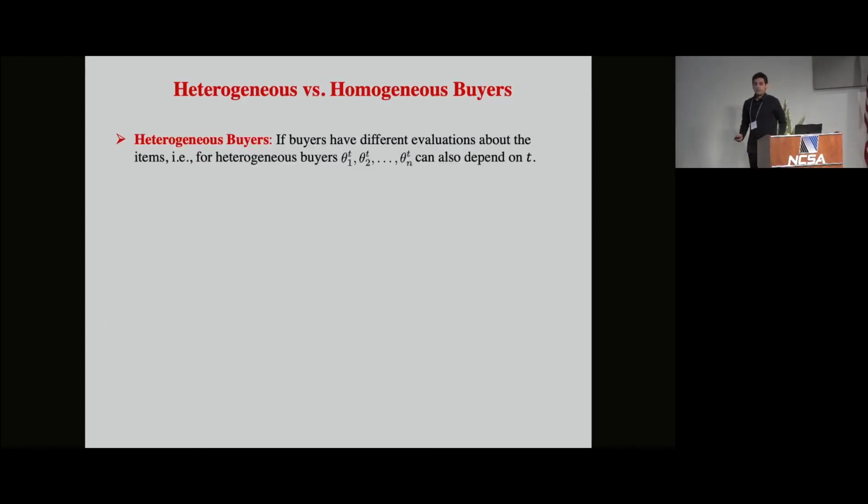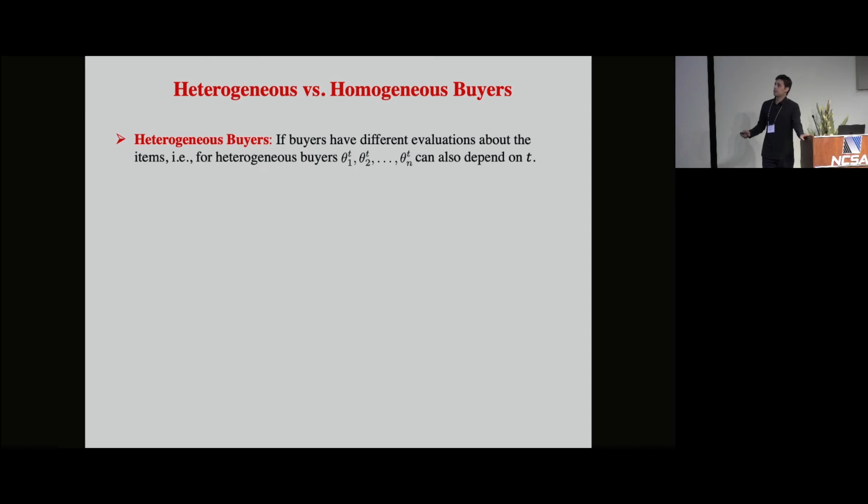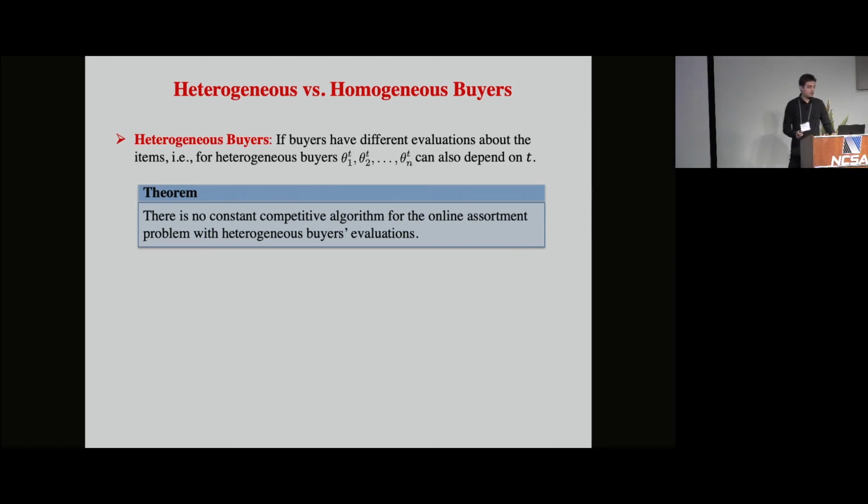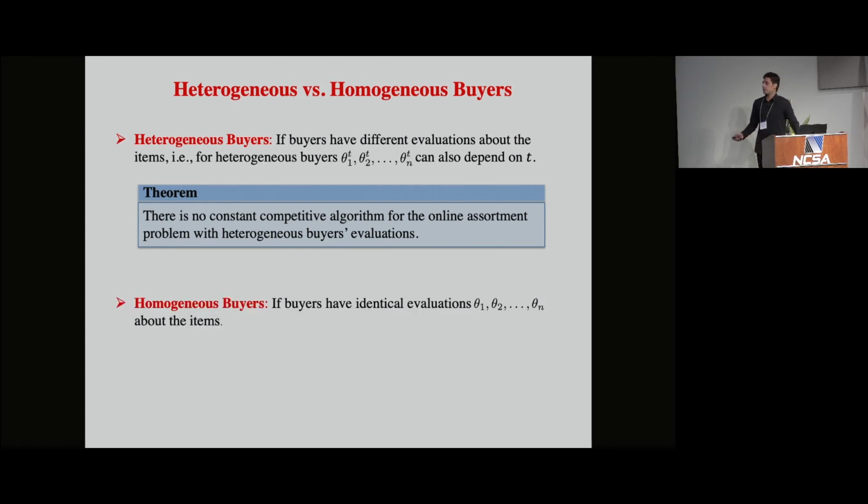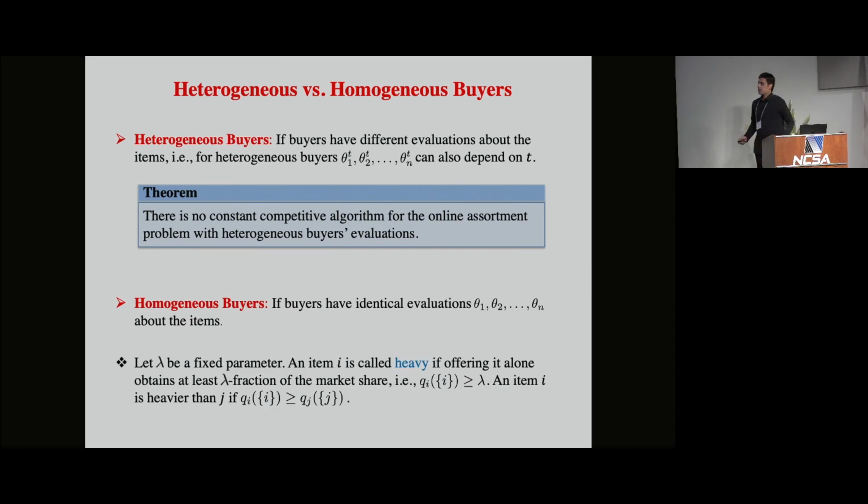Getting back to your question, if we assume that buyers have different evaluations for the items, meaning that buyer t has evaluation theta 1t for the first item, and so on for other buyers, then there is no constant competitive algorithm for the problem. But we move to the homogeneous case, when the quality of the items is publicly known, so all the buyers have the same evaluations about the items. Then a simple deterministic algorithm again gives a constant competitive ratio.